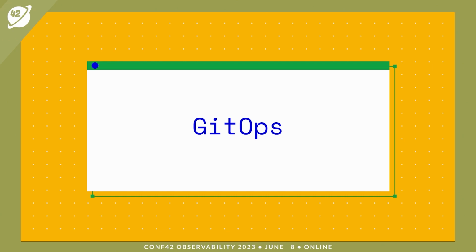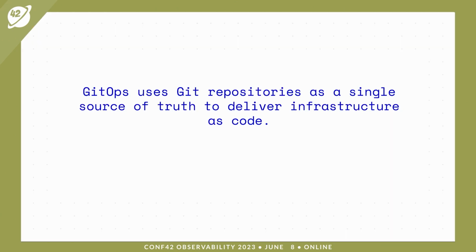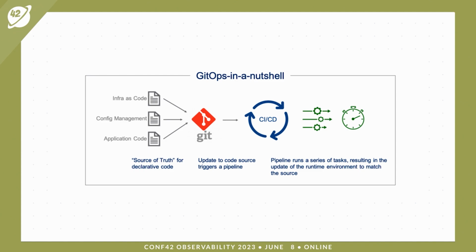These terms are not that new, but a lot of companies are adopting GitOps because it represents some advantages. So GitOps, in a pretty brief definition, uses Git repositories as a single source of truth to deliver infrastructure as code. So single source of truth is the key definition. You can see this image. This is GitOps in a nutshell.